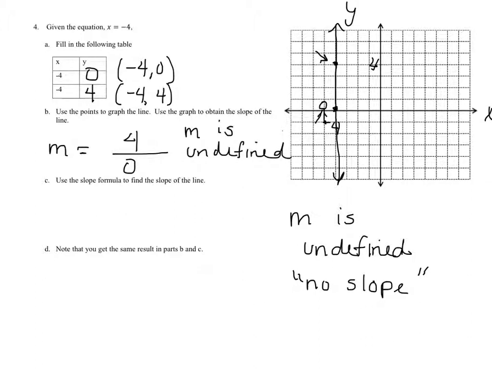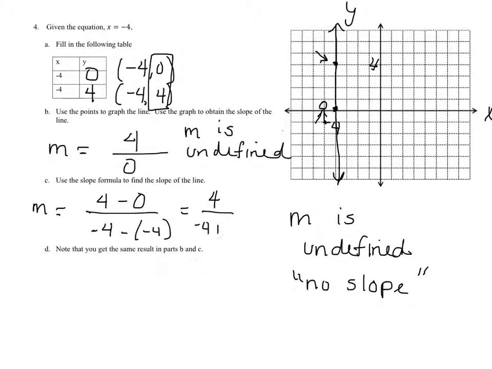And now let's use the slope formula. I know this is a little bit overkill, but I just wanted to verify it. So 4, take away 0, those are my y values. Negative 4, take away negative 4. So this will be 4 over negative 4 plus 4 is 0. Again, undefined, and note that you get the same result.